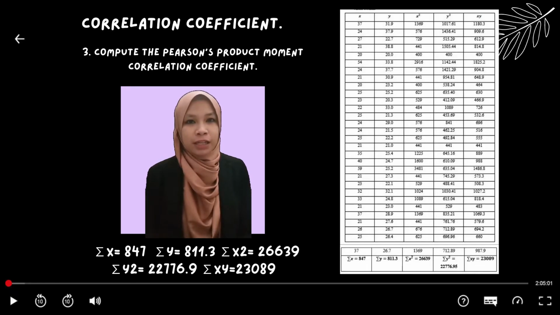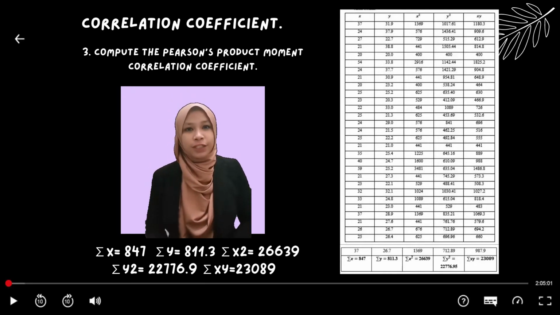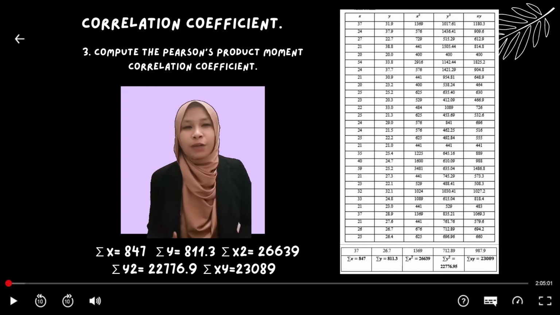In statistics, the Pearson correlation coefficient, also known as Pearson R, the Pearson product moment correlation coefficient, the bivariate correlation, or colloquially simplified as correlation coefficient, is a measure of linear correlation between two sets of data. In this video, we are going to talk about how to calculate the correlation coefficient.